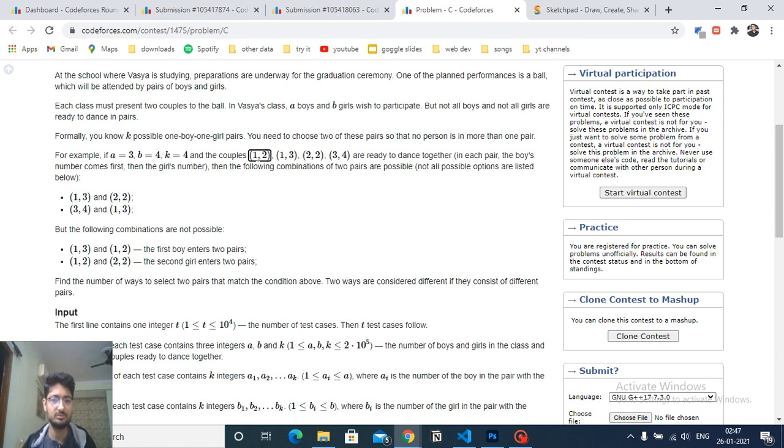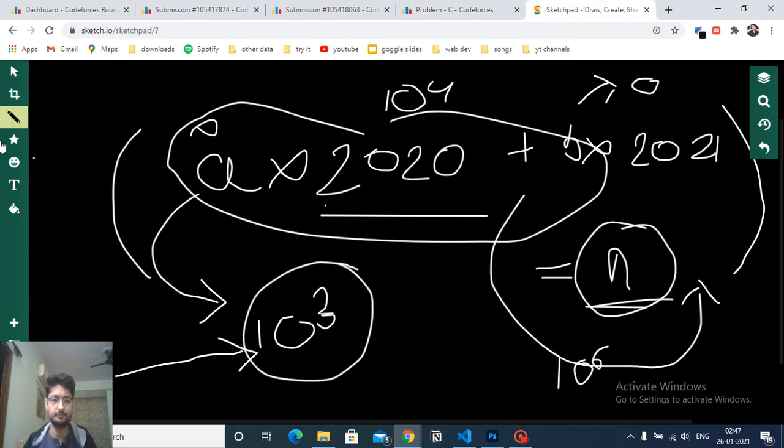If you choose the first boy and second girl, and the second boy and second girl, this girl occurs 2 times, so you cannot take this pair either. But you can take the first boy and second girl, and the third boy and fourth girl. So this is a valid pair of pairs. You have to tell how many possible ways there are to select these 2 pairs. That's the whole problem.